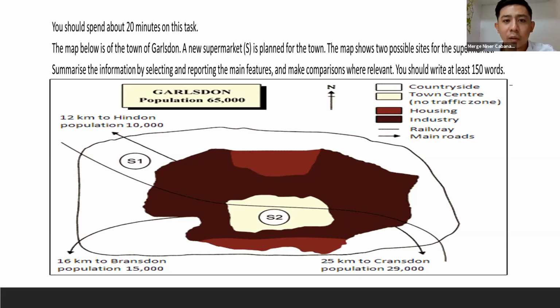I will be using my laser pointer. The map shows two possible sites for the supermarket. The task here is for us to summarize the information by selecting and reporting the main features and make comparisons where relevant. We will be writing more than 150 words. Now we see that this is the map of Garlston. Probably our introduction goes something like: the illustration presents the map of Garlston. That's it. And then the second sentence.